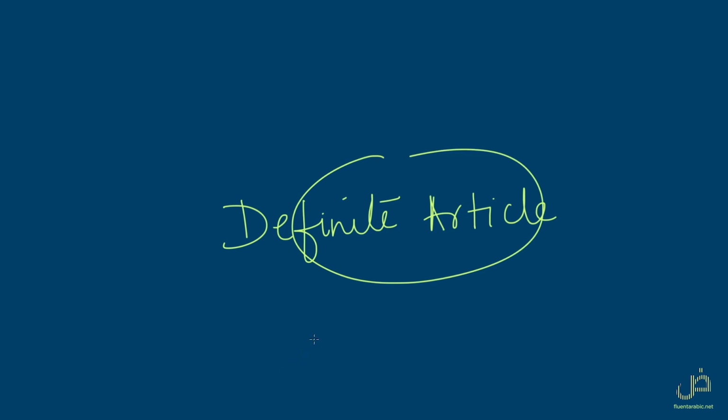In English, we have a, an, and the, and these will show us if the word is definite or indefinite. For example, you can say a house. If it is indefinite, it can be any house, not a specific one. If you want to make it definite, then you use the word the and say the house.